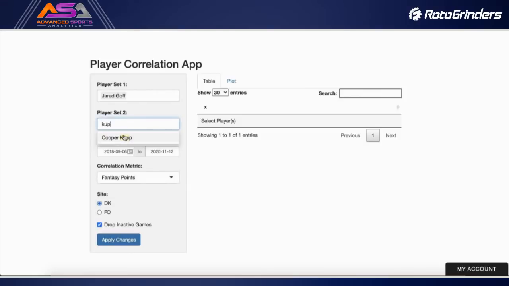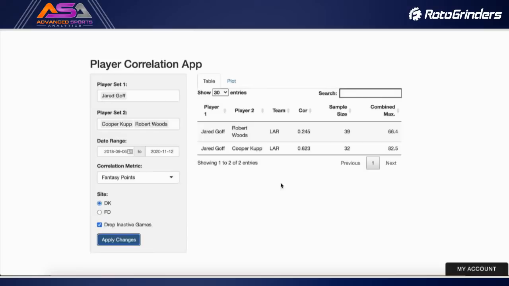But I was looking at Goff and how he correlates with some of his receivers, and just by looking at a correlation matrix, we can see that Goff has this really strong 0.6 correlation with Kupp and some lesser correlation with Robert Woods. Pretty large sample sizes dating back to 2018.